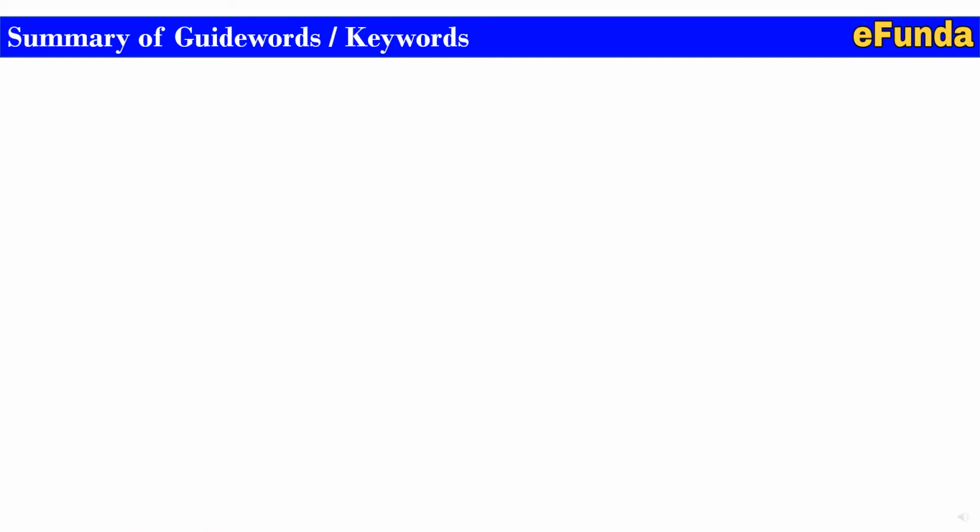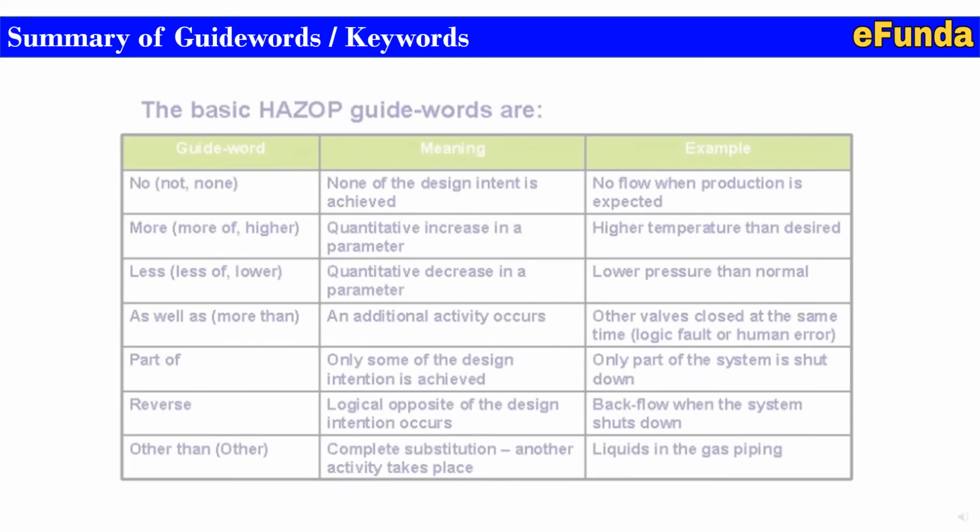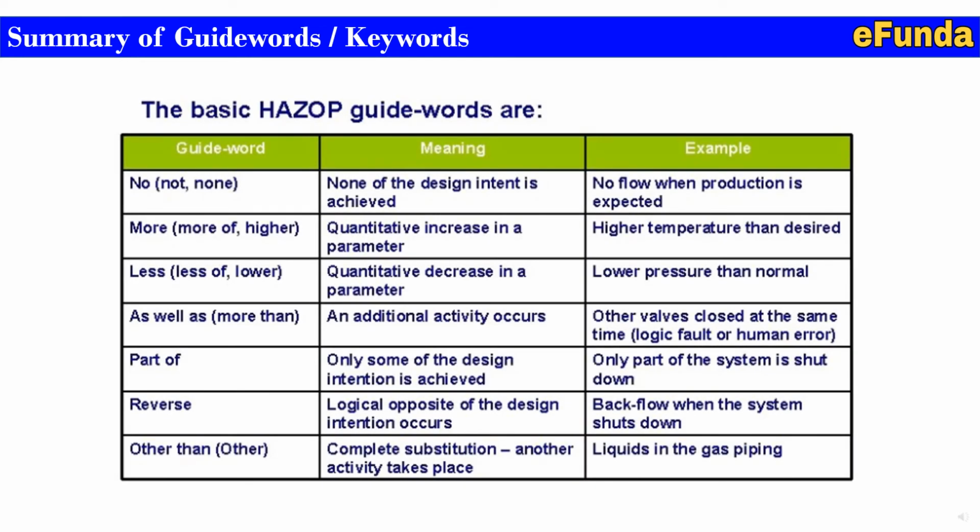Summary of guide words or keywords. The basic HAZOP guide words are shown in a table. Mainly one should understand the meaning of these words to have a better understanding of the HAZOP study. No, not, none: the meaning is that none of the design intent is achieved. Example: no flow when production is expected.